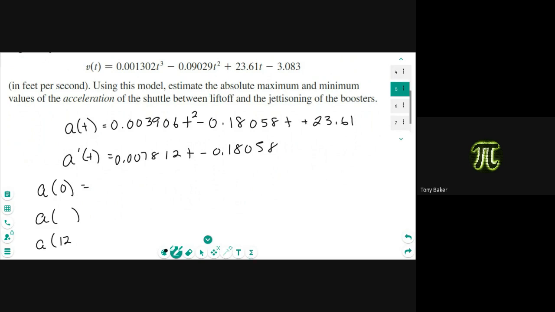Was it 126? Yeah, 126. All right, so what's the value of t when that equals 0? So 23. So we'll do that. All right, so now plug those 3 values into my acceleration, because we're looking for our minimums and maximums of acceleration at this point.